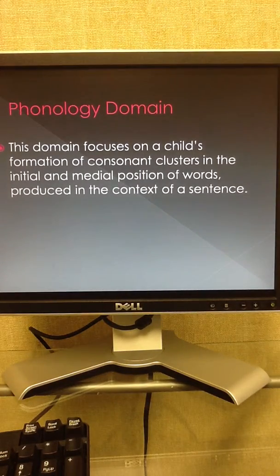Okay, and the next domain that we're going to talk about is the phonology domain. And this domain focuses on the child's formation of consonant clusters in the initial and medial position of words produced in the context of a sentence.